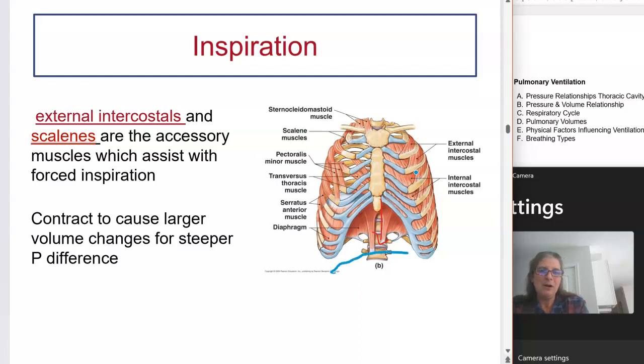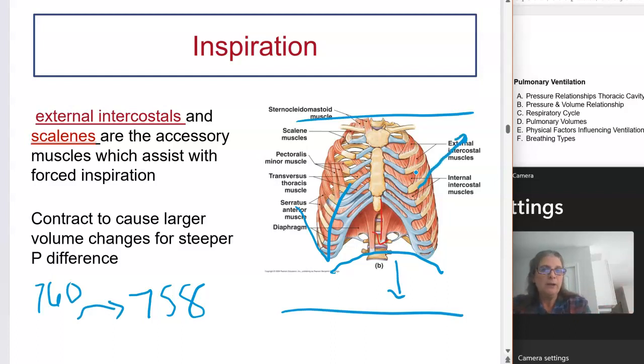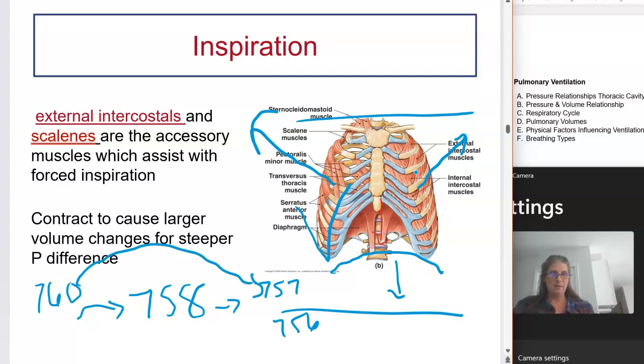So what's going on here? Well, we have our diaphragm. When our diaphragm flattens out, we get a big change in volume, which is awesome. And we drop, let's just pretend, to 758. And so air rushes in from 760 to 758 until it reaches 760 and air stops moving. What if I could really change the volume even more? What if I lift my rib cage more? Maybe now I'm able to drop it down to 757, 756. Well, that's going to allow more air to come in because it's going to take more air to change the pressure from 756 to 760.